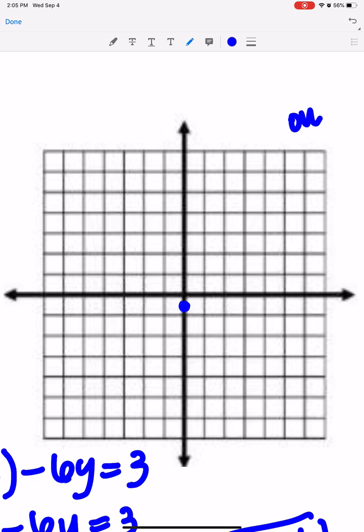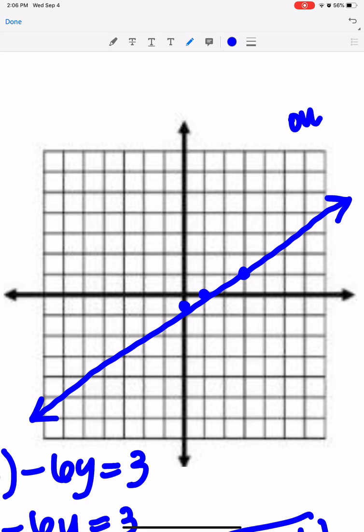Then we had 1, 0, OU. We need to go over a positive 1, 0 up or down, so that's my point. And then 3, 1. From the origin, we're going over 1, 2, 3, and then up 1. You can see here they're on a straight line. So this is my line.